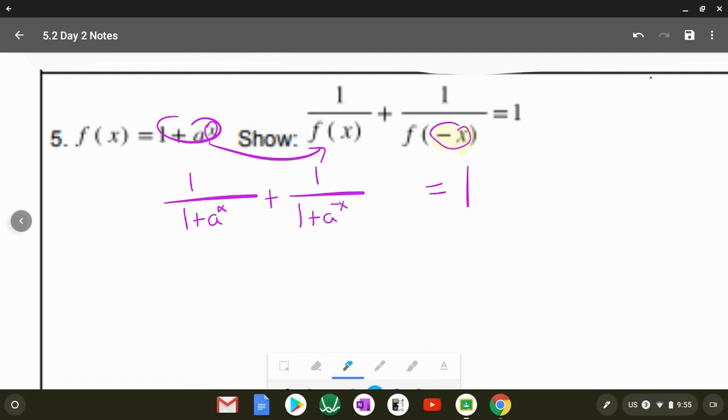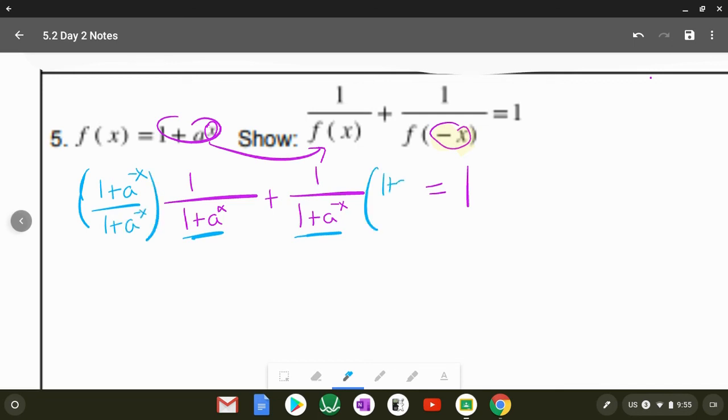Now, in order to do this, we're going to work at the left side. It's the more complicated side. So again, what you got to do is we got to get a common denominator. Well, the easiest way to do that here is just multiply each fraction on top and bottom, numerator and denominator, by the other denominator. Because if I do that, we end up with that least common denominator.